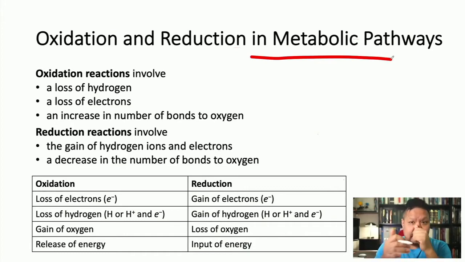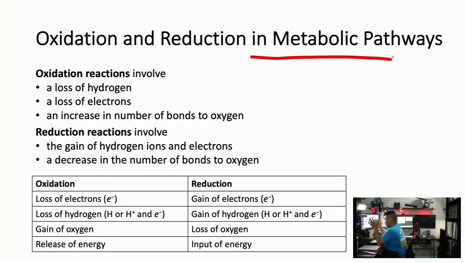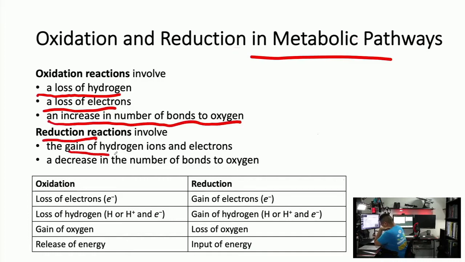And what you're doing, since we're focusing on glucose here, is you're oxidizing glucose, right? And that's what's going to give you all this energy. So oxidation was loss of hydrogen or a loss of electrons, and it increases the number of bonds to oxygen. In a reduction, you gain hydrogens and electrons, and it decreases the number of bonds to oxygen. So that's an easy way for you to identify what happened in a reaction.